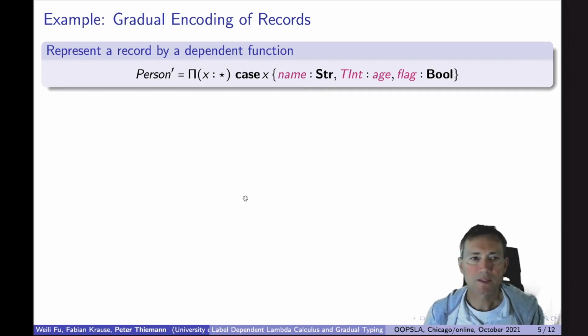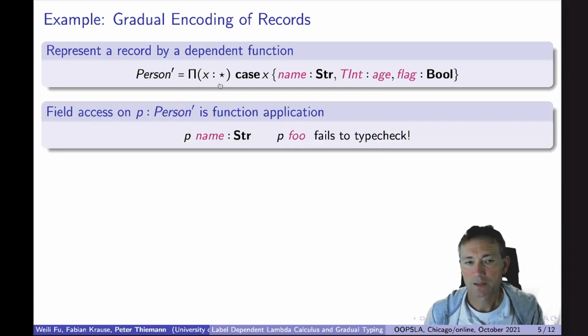So let's try to represent a record by a dependent function that now takes a dynamic type as an argument. This code type checks in the gradual version of LDLC. This type is well defined in that version, and also field access still works the same.